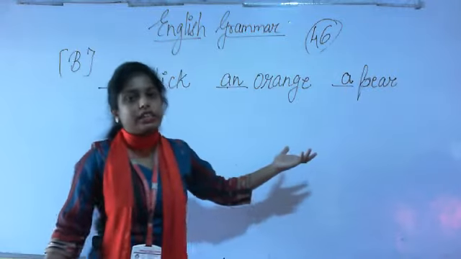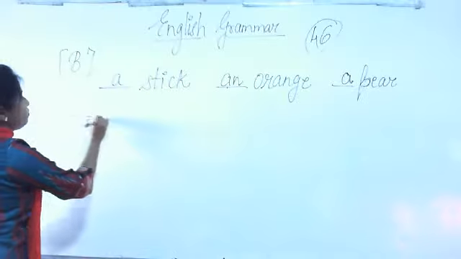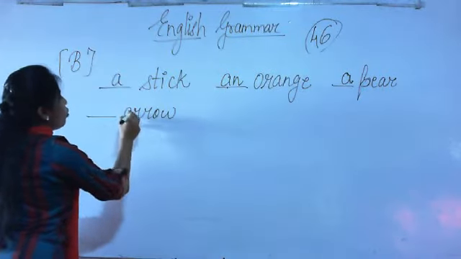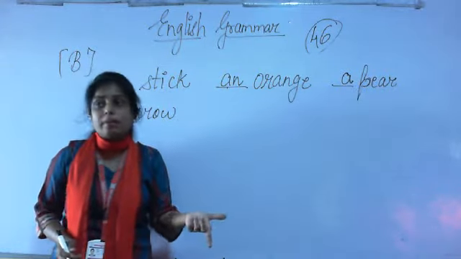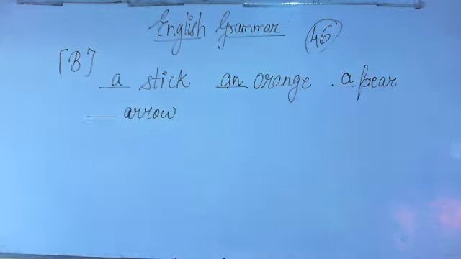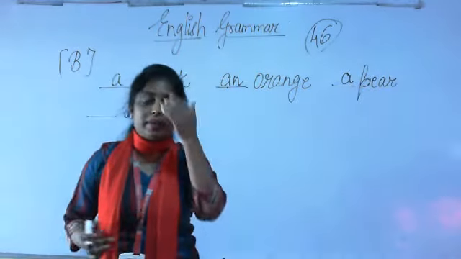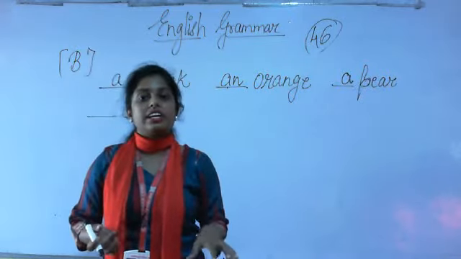Okay, please write it along with me only. Dash arrow. Arrow. How do we read this word? Arrow. A sound is coming. Okay, just a minute. This word is read as arrow. A sound is coming. Now A sound, is it a vowel or a consonant? It's a vowel.